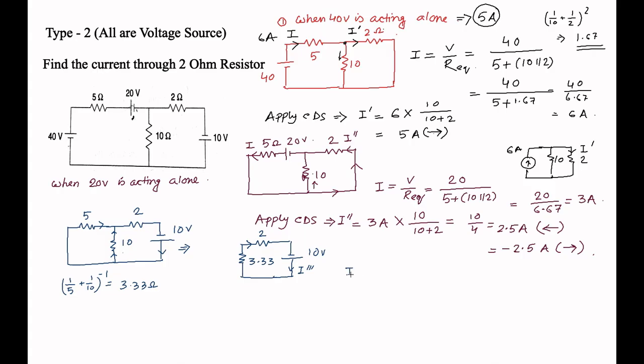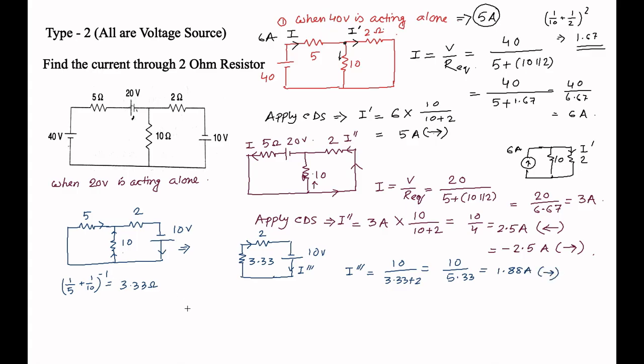So I triple dash, we don't use the CDS because 2 and 3.33 are in series and there are no other resistances. So I3 is V by R, 10 by 3.33 plus 2, that means 10 by 5.33, and it becomes 1.88 ampere, that is also left to right.